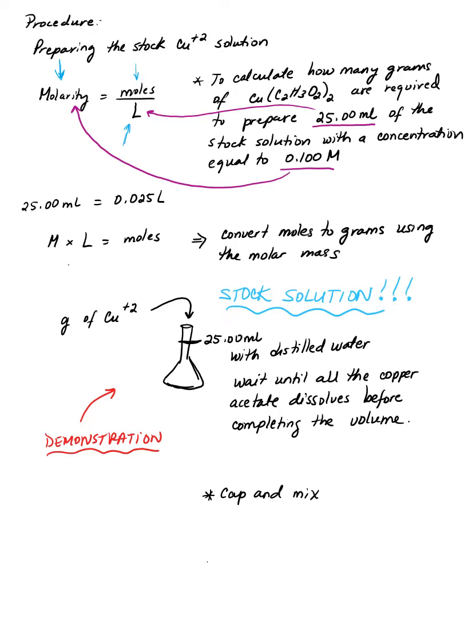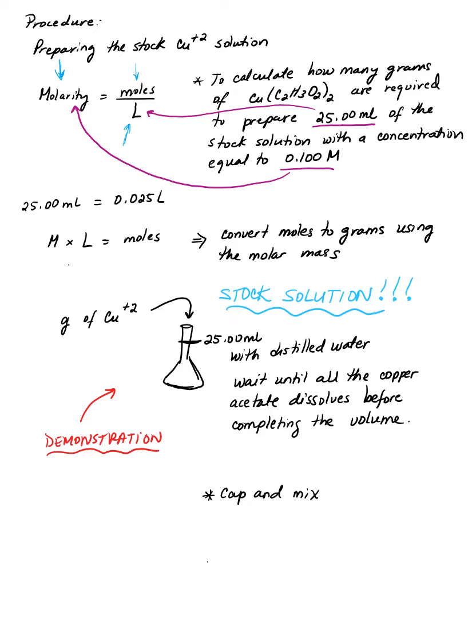And you know that to convert moles to grams, you use the molar mass. So the number of moles that you're calculating times the molar mass of copper acetate is going to tell you how many grams you need. So remember, the grams that you're calculating is the number of grams of copper acetate that you need to dissolve in 25 milliliters to get a molar concentration that is equal to 0.1.